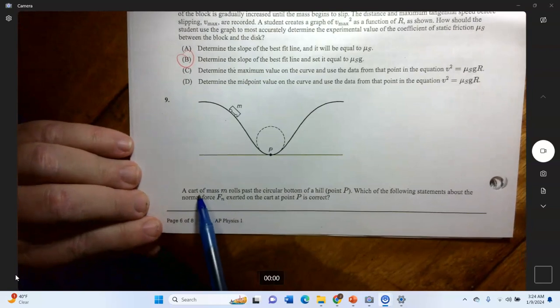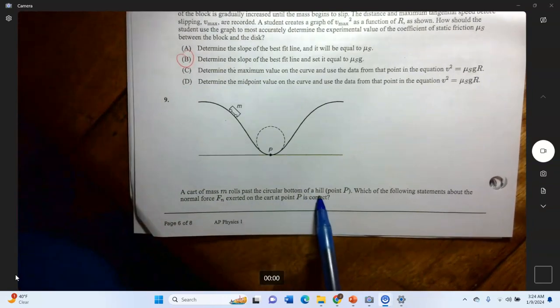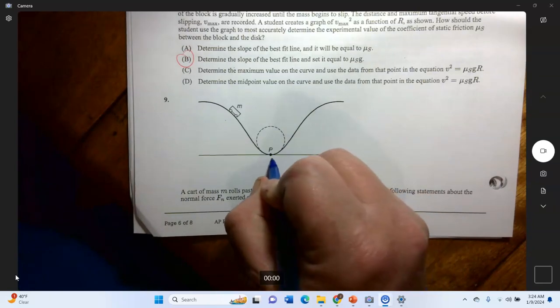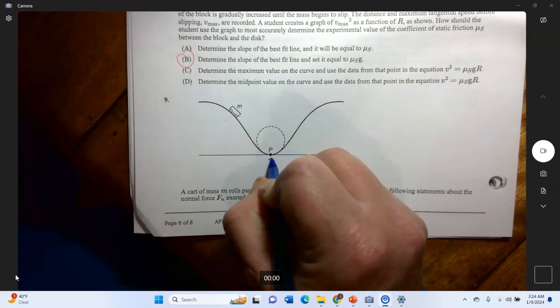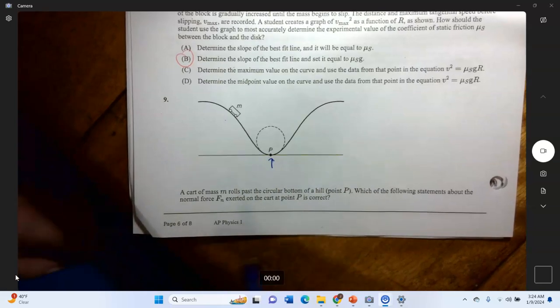Okay, so it says a cart of mass M rolls past the circular bottom of a hill, point P. Which of the following statements about the normal force Fn, so that's the one that's going this way, its weight is going down, exerted on the cart at point P. So what's the normal force right there? Okay, so let's look at the choices.